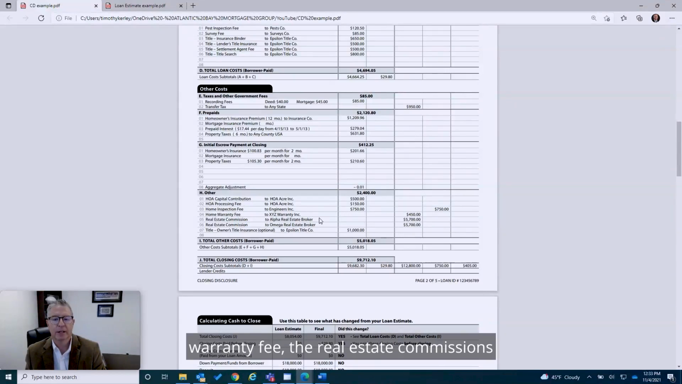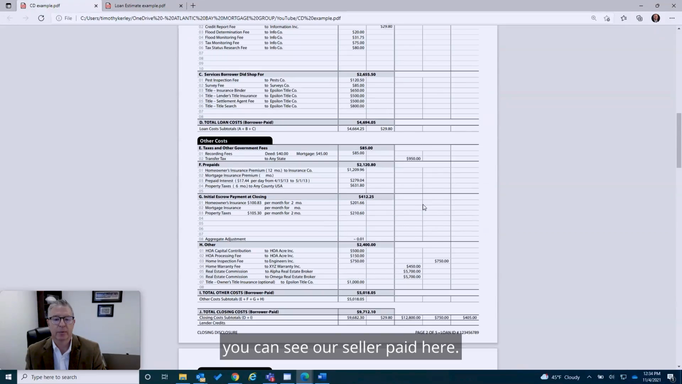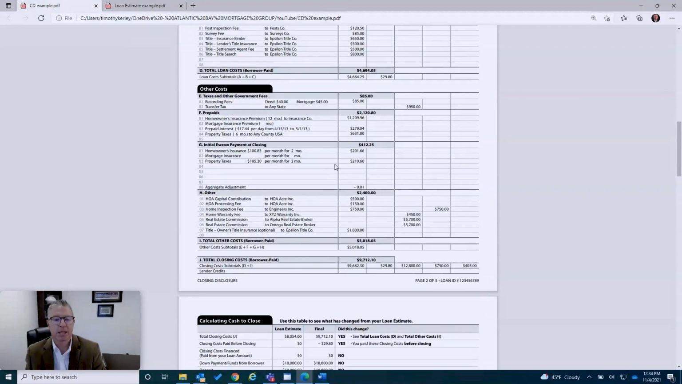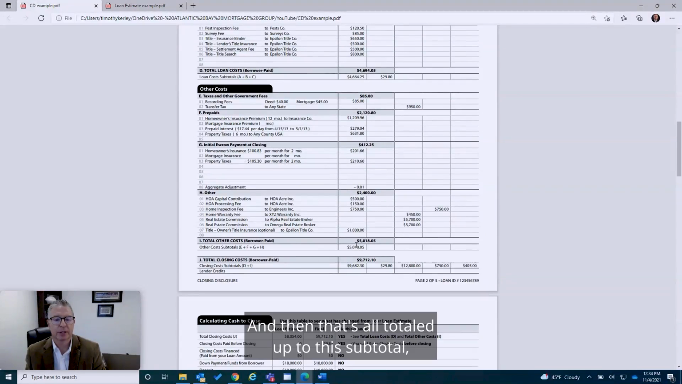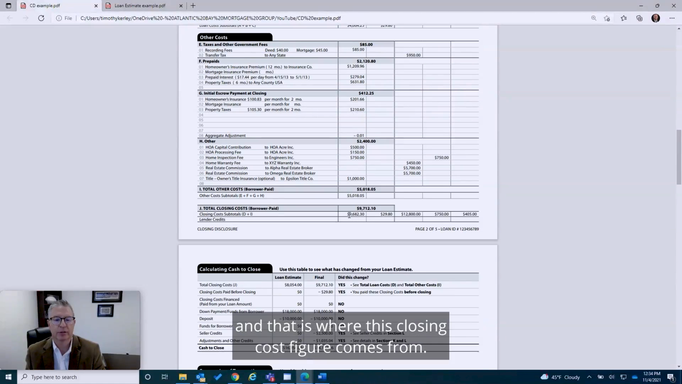And then some other stuff here to do with your homeowners association, your home inspection fee, warranty fee, the real estate commissions you can see are seller paid here. So those are all over here. And then that's all totaled up to this subtotal, and then add those two figures together, and that is where this closing cost figure comes from.